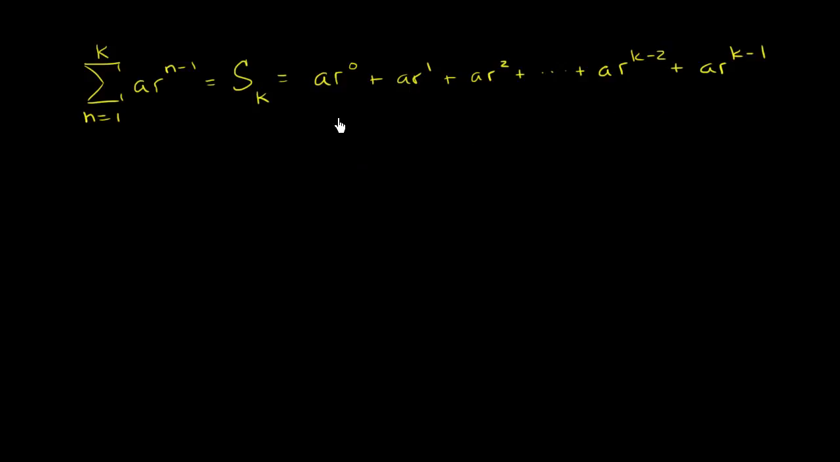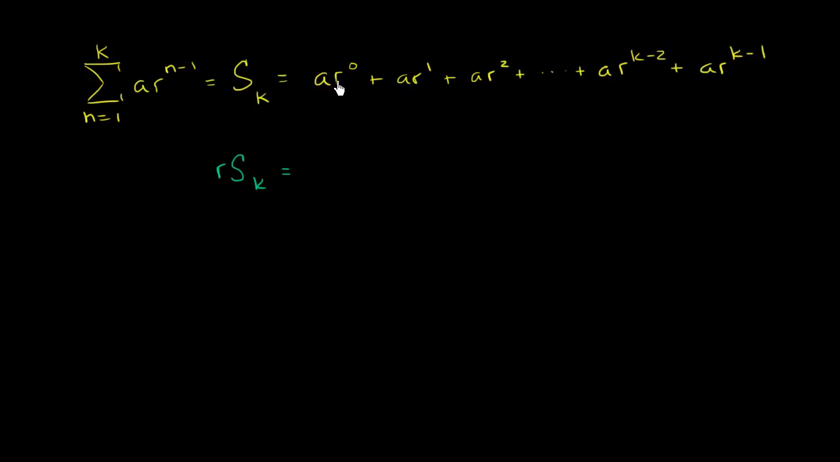Now I want to figure out if there's some easy way to express what the sum is as a function of k. And to do it, I'm going to do a neat little trick. I'm going to multiply both sides of this equation right over here by our common ratio r. So we have r times s sub k is going to be equal to what? Well, I'll just multiply all of these terms times r.